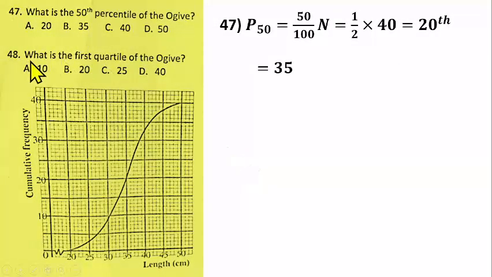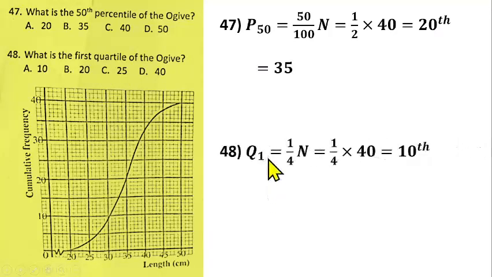Then question number 48 says, what is the first quartile of the ogive? The first quartile, Q1, is the lower quartile. That will be 1 over 4 of n, and 1 over 4 times 40, our total frequency, will be the 10th position. So you go to 10 here, draw a straight line until you cut the curve, and bring it down. That will give us 30. So the answer is 30, and none of the options here is correct.